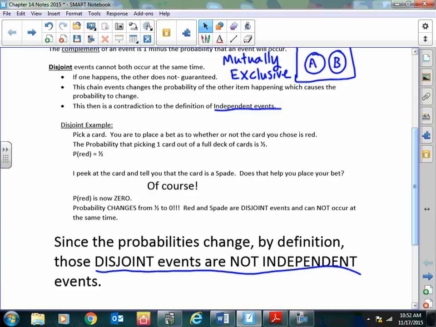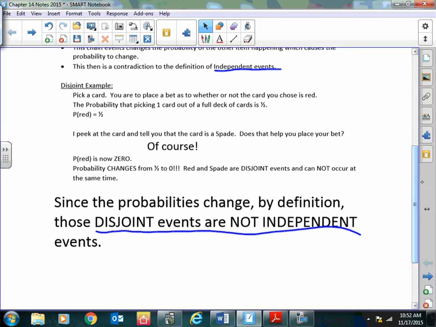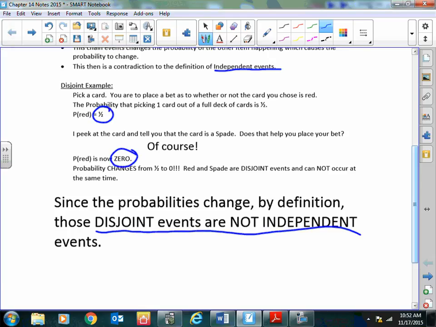So what just happened? When I told you it was a spade, what happened to the probability of it being red? It went to 0. So guess what happened to the probability? It went from 1/2 to 0. Therefore, the probability just did what? It changed.